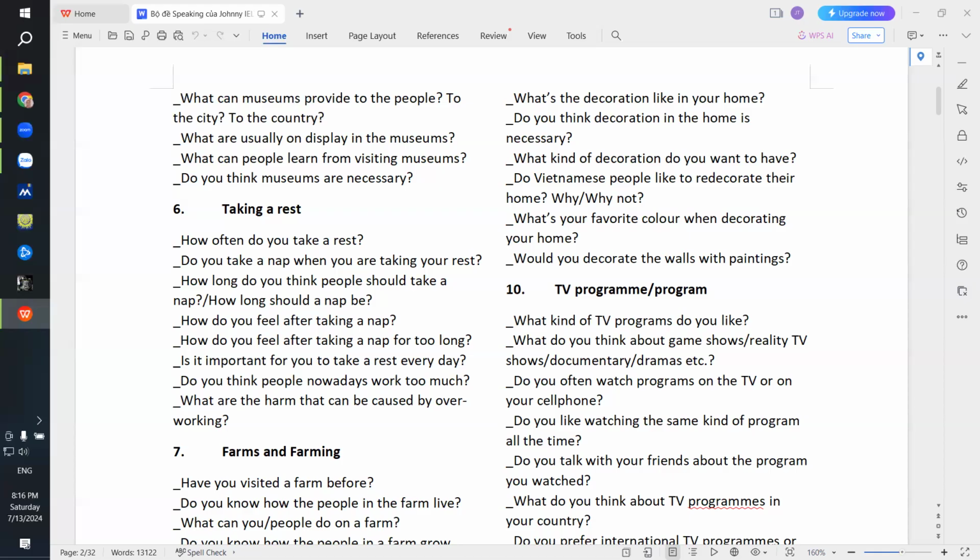I see. So, Miss Trúc, what's your favorite color when decorating your home? My favorite color is beige. That color makes me feel comfortable because it's a basic color, not too bright, and doesn't make you feel uncomfortable. Let me see. So, Miss Zhao, please. What's your favorite color when decorating your home and why?